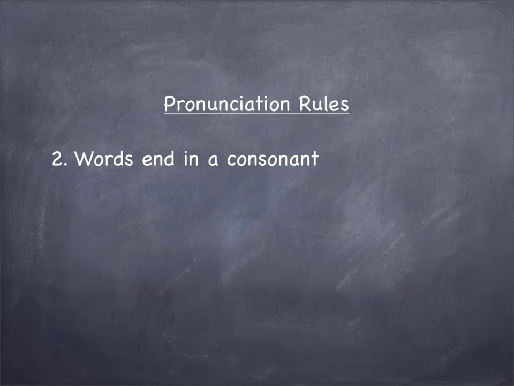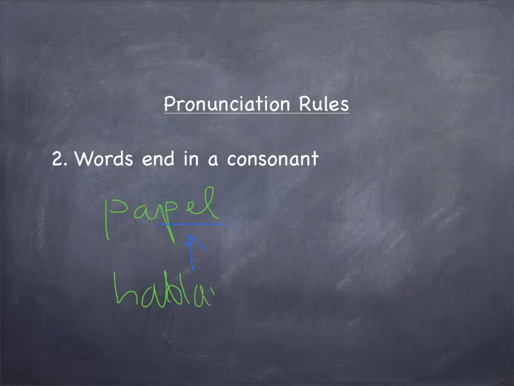Our second rule is about words that end in a consonant. Let's take a look at, for instance, the word papel. When a word ends in a consonant, then the stronger syllable would be the last one. In this case, it would be pel, papel. Let's see, for instance, hablar, same thing. It ends in R, R is a consonant, then the last one is the strong syllable, hablar.